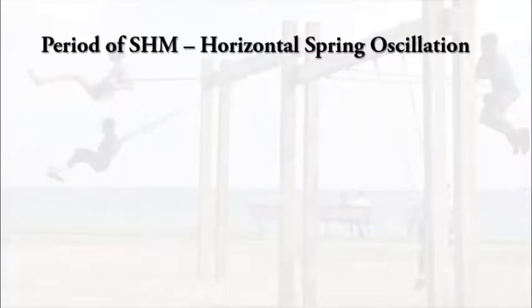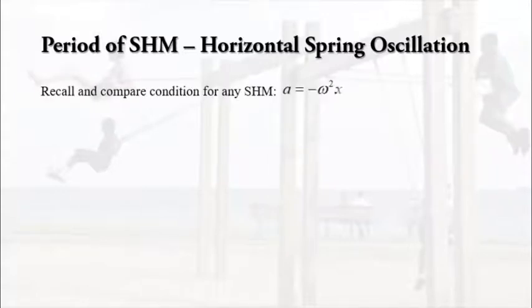Then how are we going to derive the period for a horizontal spring oscillation? Well, same. Let's go back to the general equation. a equals negative omega squared x. Okay, so this is once again our general equation. Always keep that in your mind. This general equation can be used for any simple harmonic motion, but the equation that we derived just now can only be used when it involves a spring.